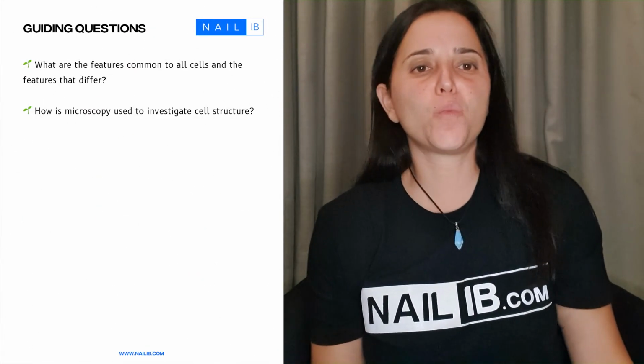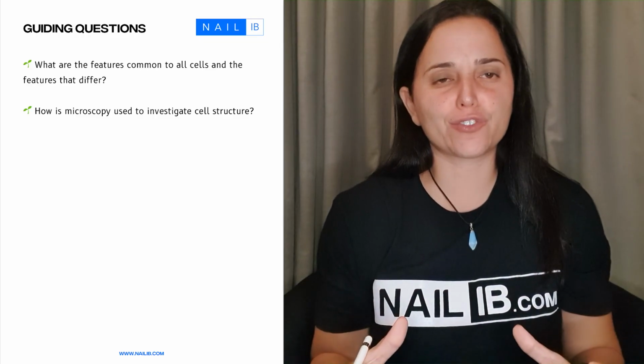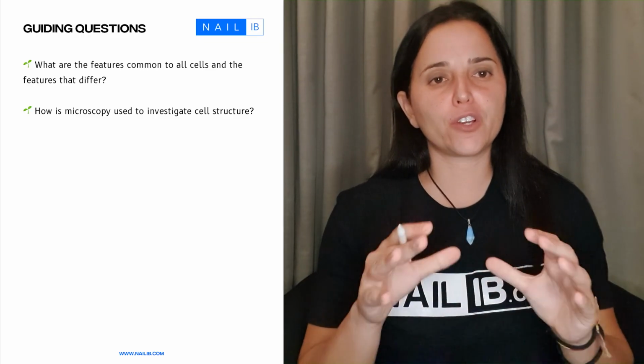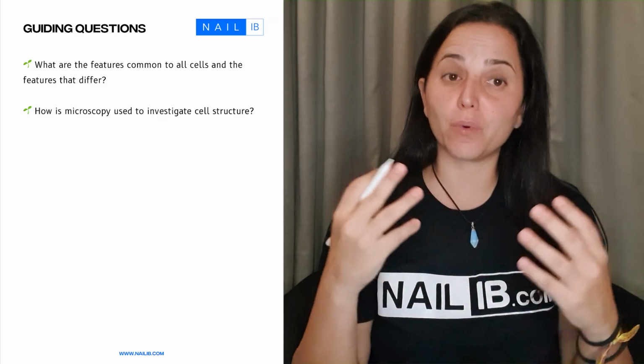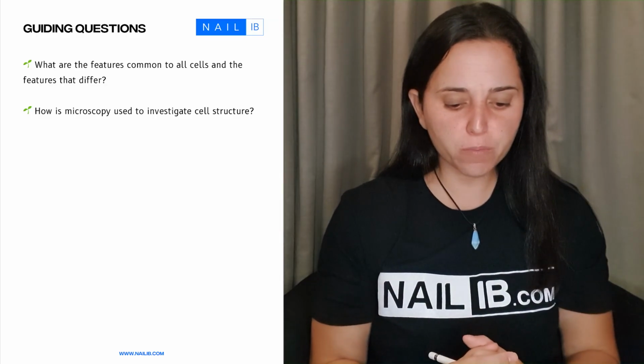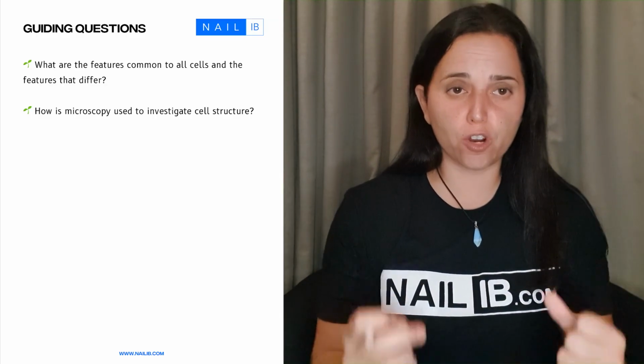This section is A2.2, which is about cell structures. The first thing that we're going to do is look at the guiding questions here. What are the features common to all cells and what features are different? And how is microscopy used to investigate cell structures?